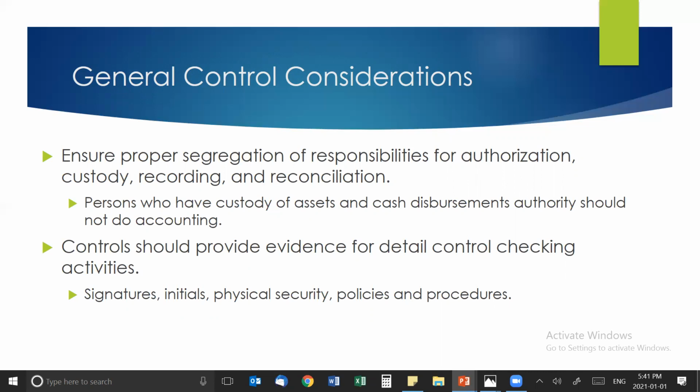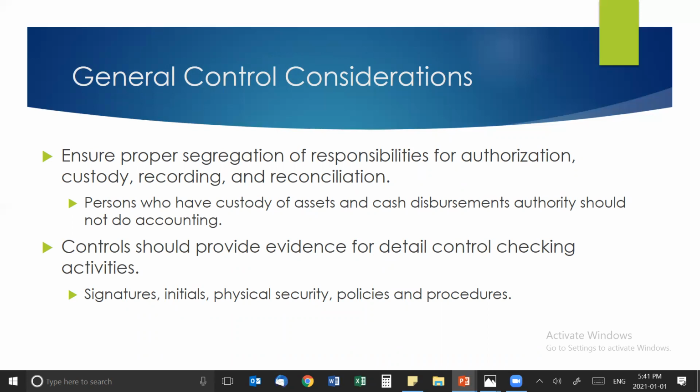Right, so the persons that do have custody of the assets and have custody over cash reimbursements, like the blank checks, shouldn't be the ones that are doing the accounting. Okay, so there should be a bunch of controls in place, like having signatures. Only certain people can provide their signatures on the checks. Making sure, like maybe sign off or initial when you've done the approval or authorization.